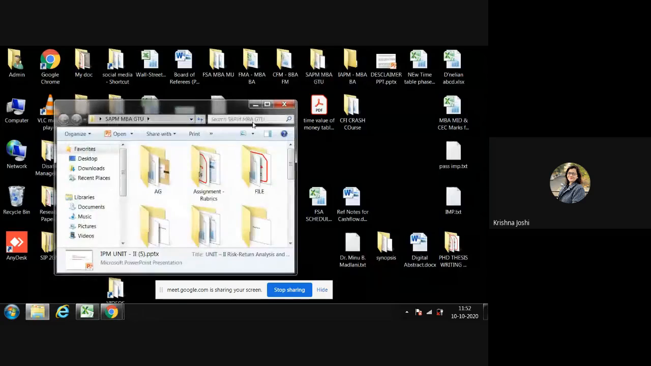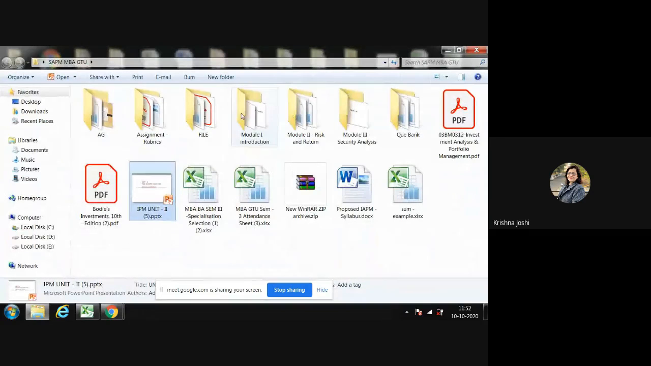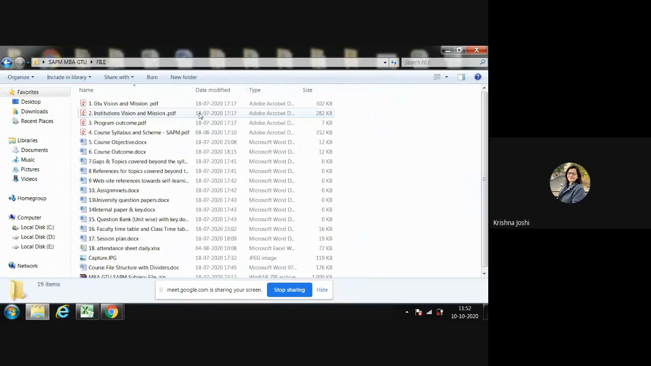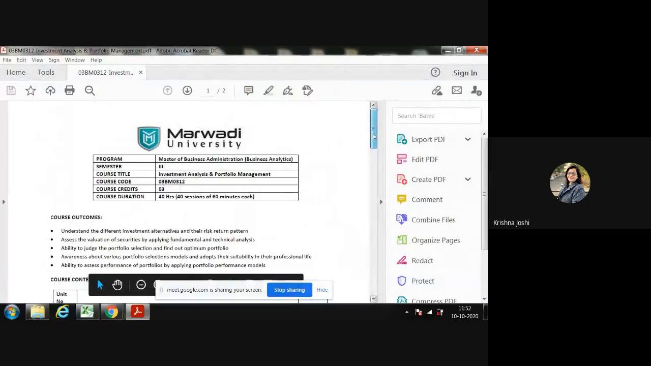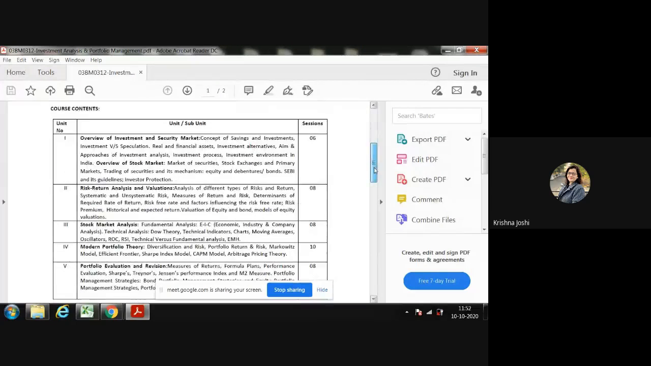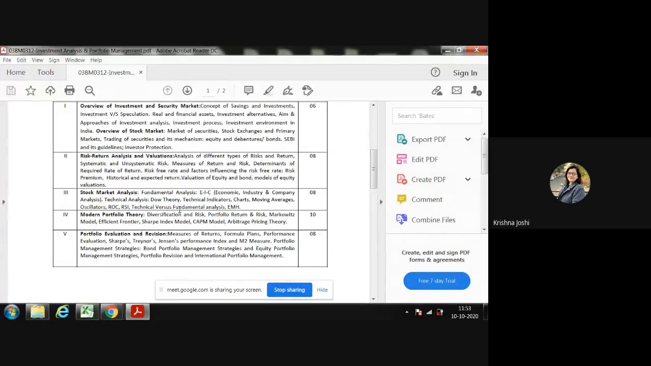So whatever I'm doing here, it's visible. Where is the IAPM? Yeah, so this is our syllabus, right? Is the screen visible to you? Yes, ma'am. Okay, so we started with analysis of different types of risk, that is systematic and unsystematic risk, right, and different types of return, right? We calculated measures of return and risk, that is historical return and historical risk.